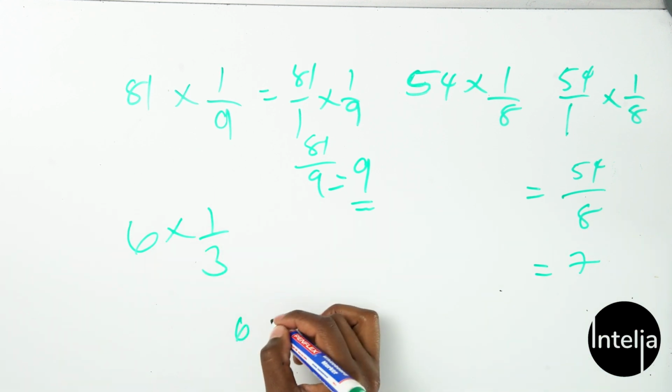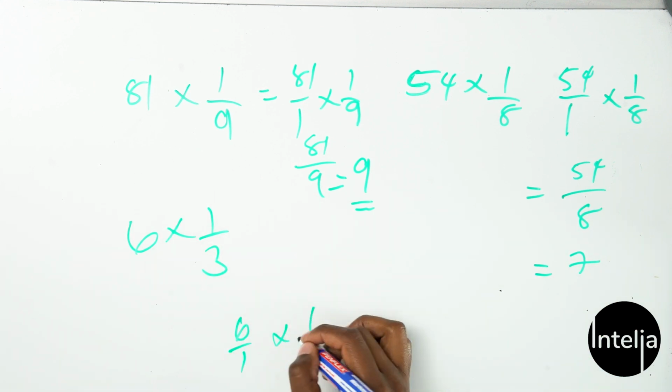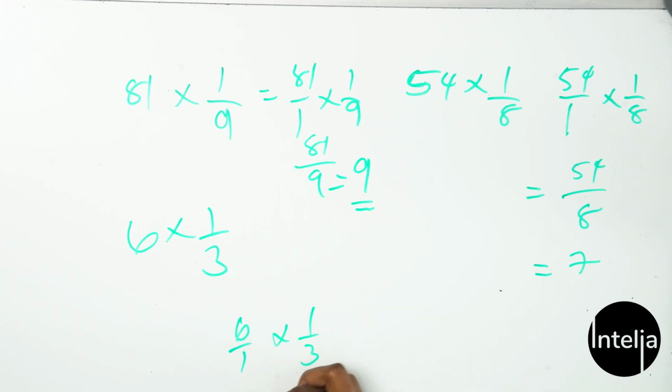And then 6 over 1 times 1 over 3. 6 times 1, that's 6. 1 times 3, that's 3. 6 over 3, 3 into 6, that's 2. Your answer is 2. So this is how you multiply fractions by whole numbers.